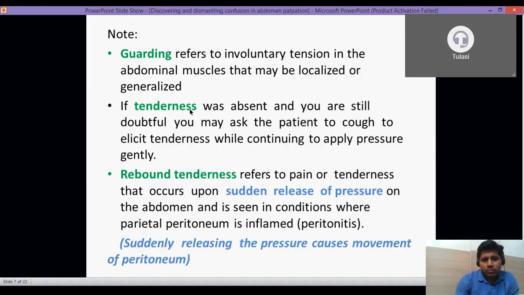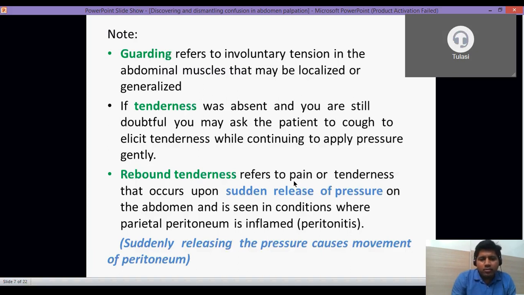Next, if tenderness was absent and you are still doubtful, you may ask the patient to cough to elicit tenderness while continuing to apply gentle pressure. Sometimes the patient may not say anything or grimace on your light palpation. But if you keep the gentle pressure applied uniformly and then ask the patient to cough, he may grimace. That is one more technique to pick up tenderness. You can try this if you are doubtful because the patient is not grimacing, just tolerating it.